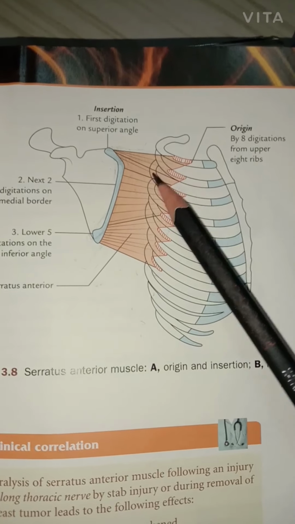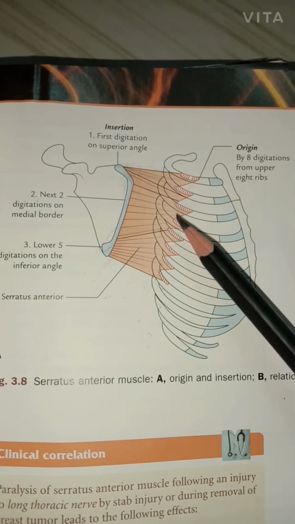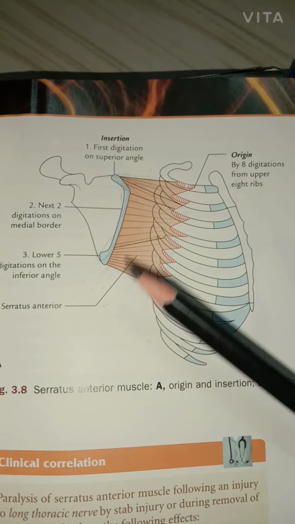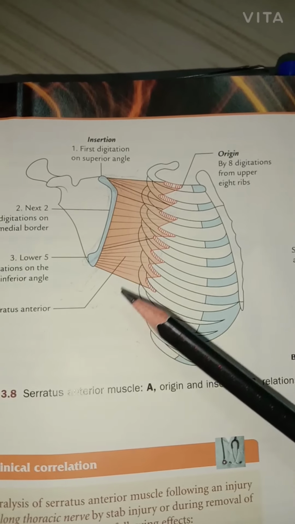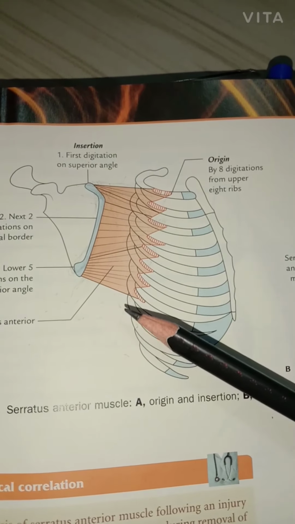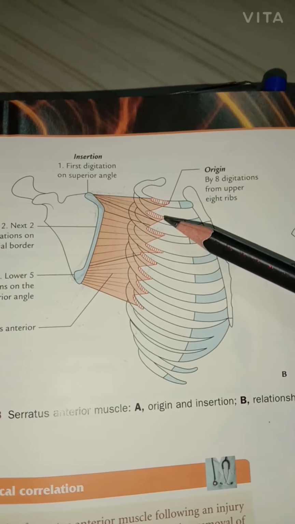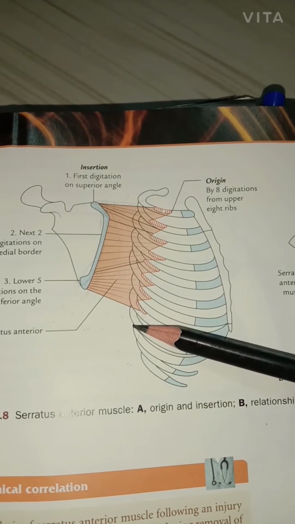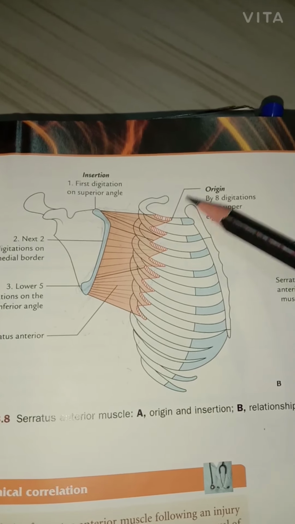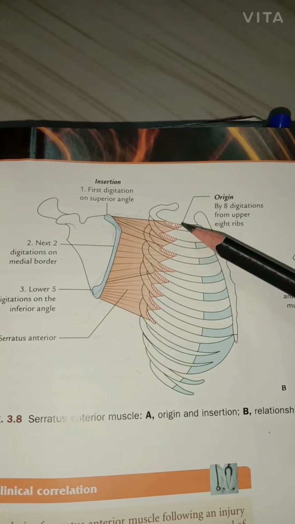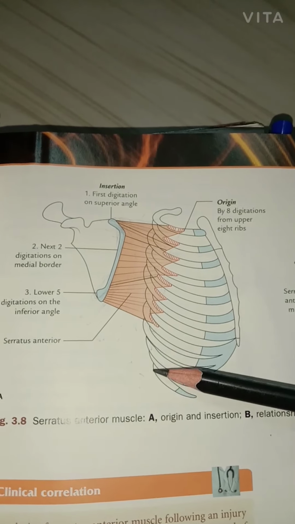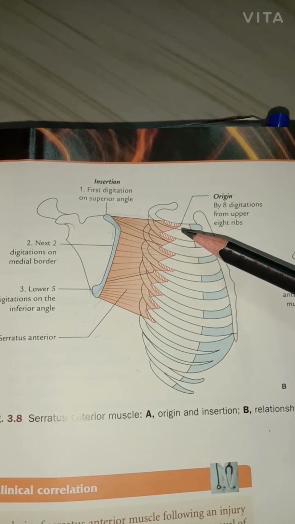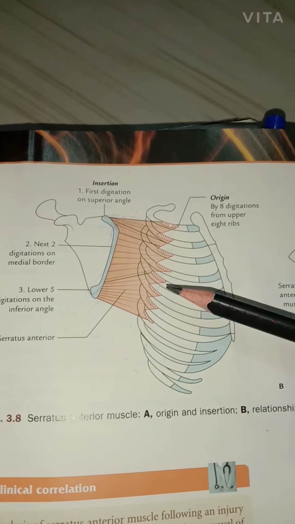Then let's see the serratus anterior muscle. So the serratus anterior muscle is not strictly a muscle of the pectoral region, but for convenience it is considered in the pectoral region. So the origin of this muscle is from the upper 8 ribs. So that is the first, second, third, fourth, fifth, sixth, 7 and 8. So this muscle has 8 digitations, which originate from the upper 8 ribs, and also from the fascia covering the intercostal muscle. So the intercostal muscle is present in between the 2 ribs.